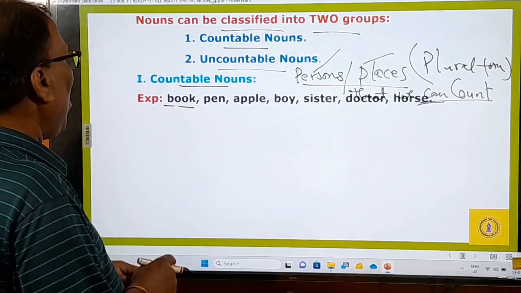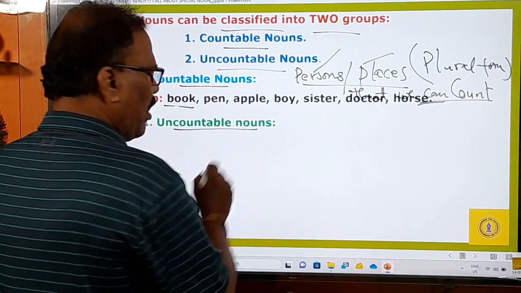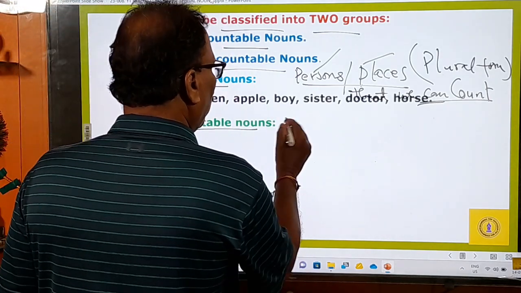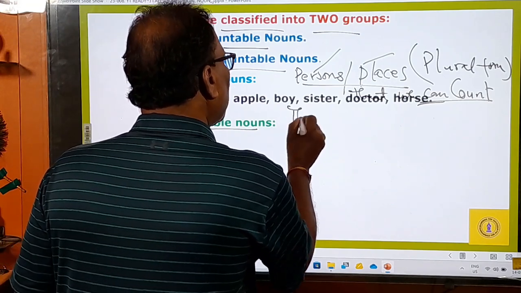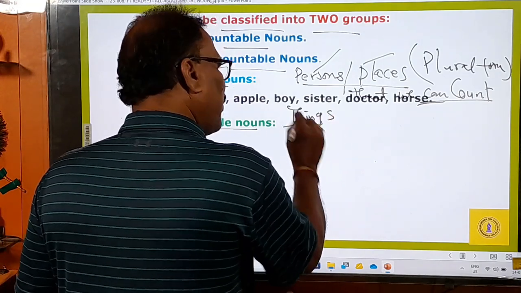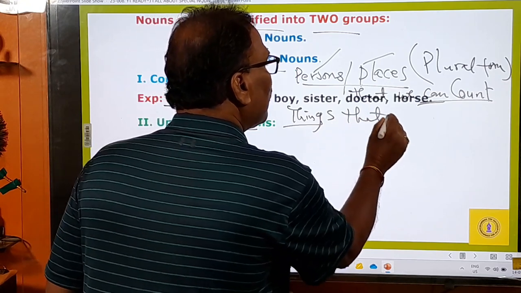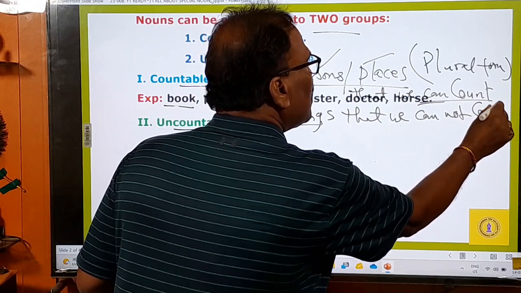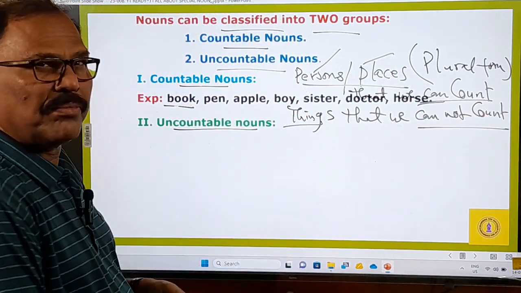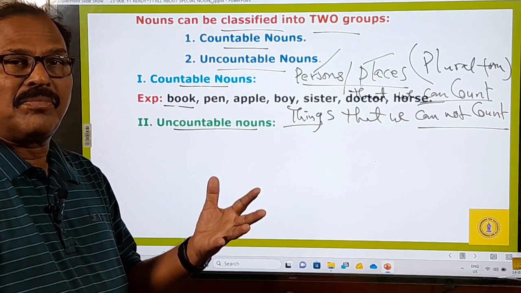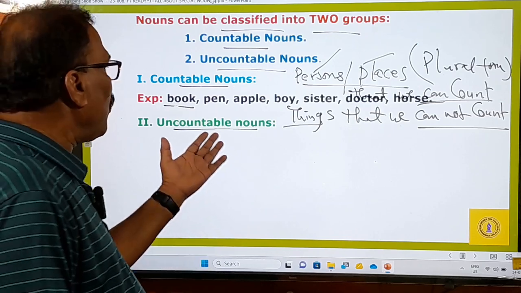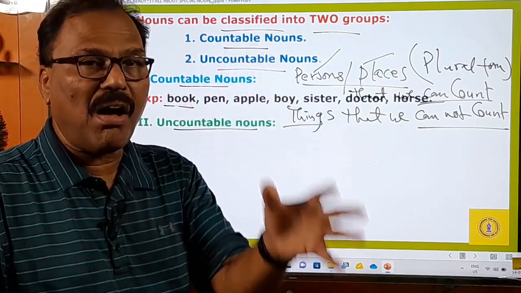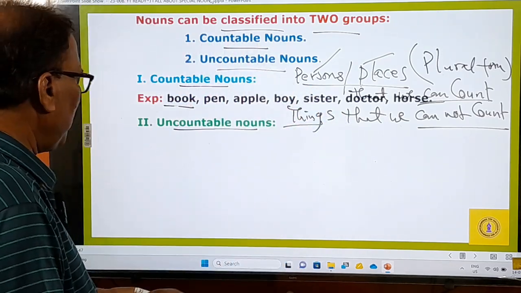And now let's go to the uncountable nouns. What are the uncountable nouns? Before that, let me tell you one very important thing. The definition is like this: all names of things that we cannot count. This is important. We cannot count them. And therefore, these uncountable nouns do not have plural forms. Let us see some examples.